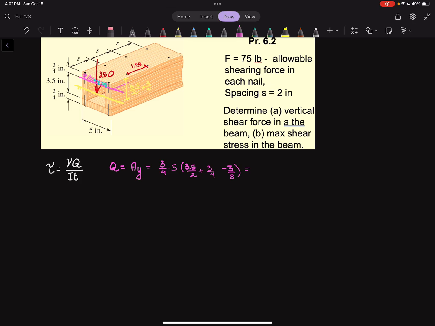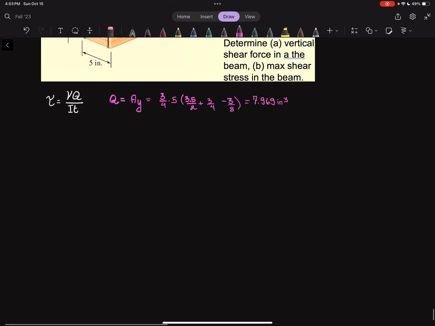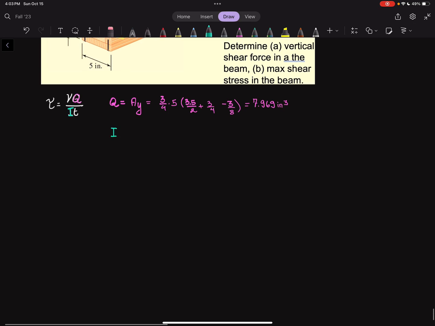dimensions. Multiply by 3.5 divided by 2 plus 3/4 minus 3/8, which is 7.969. So this is 7.969. What is it? This is in inches to the third, but it's not a volume. So now we have our Q here. What else do we need? Well, we need our I. So how are we going to find our I?